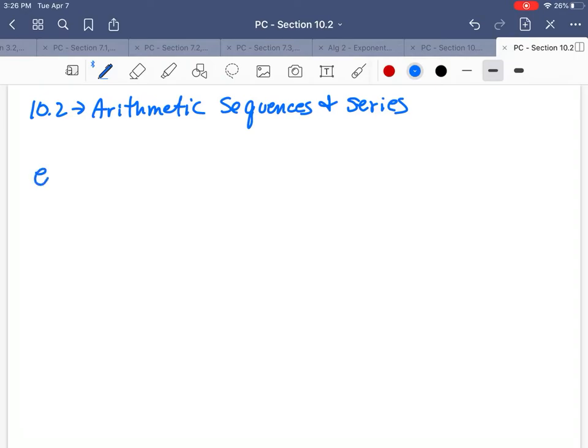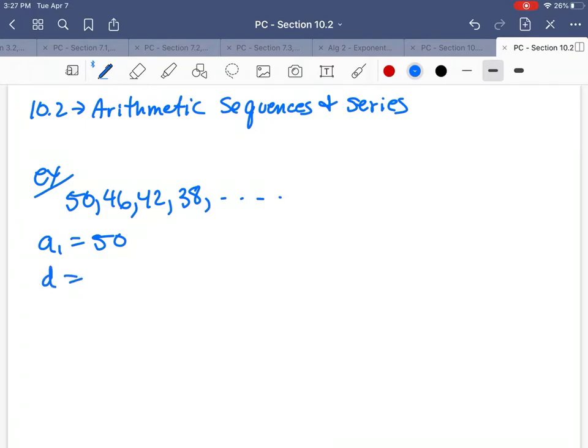So let's start with this first example. Let's say we have this sequence right here: 50, 46, 42, 38, and so on. What we're going to try to do is find a formula for what's going on. There's going to be some terms. There's going to be A1. A1 means first term, so it would be 50 in this case. There's going to be D. D is the common difference.